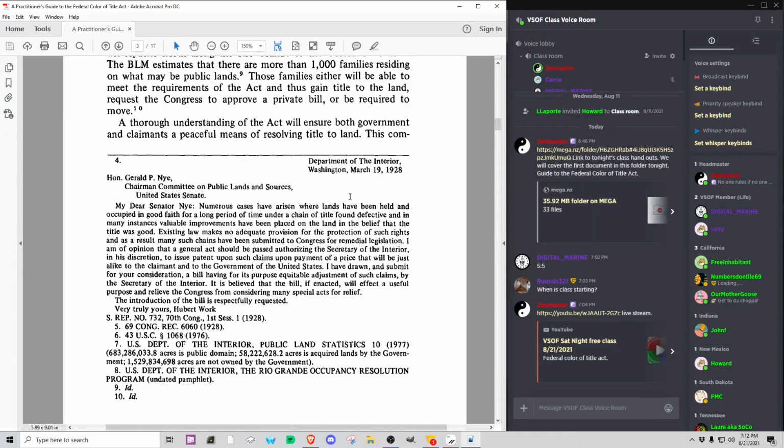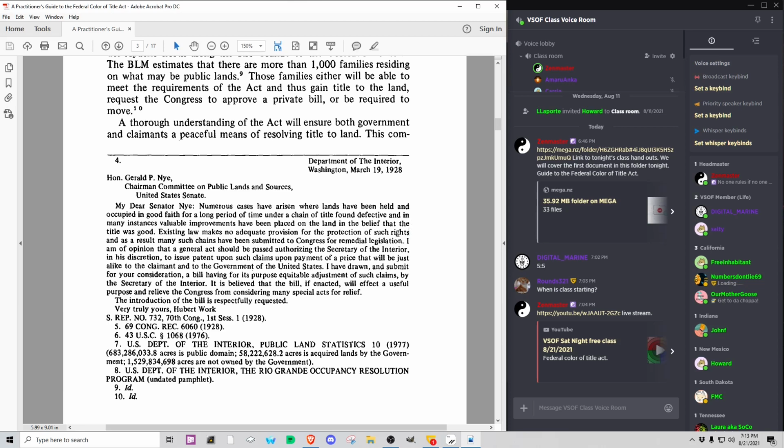So basically what he wrote was, he said, Dear Senator Nye, numerous cases have arisen where lands have been held and occupied in good faith for a long period of time under a claim of title found defective, and in many instances valuable improvements have been placed upon the land in the belief that the title was good. Existing law makes no adequate provision for the protection of such rights.